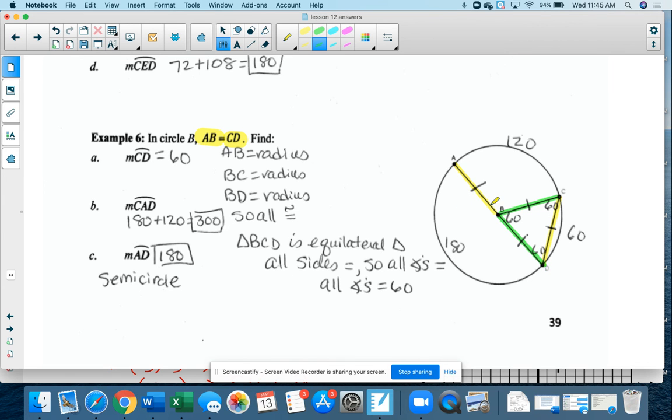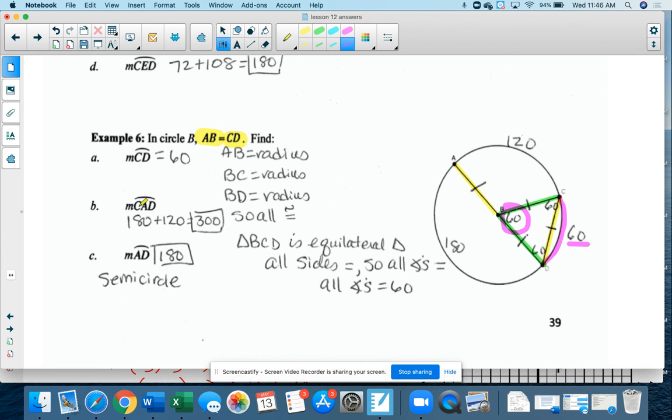Okay, so the first question wants to know the measure of arc CD. So the measure of arc CD, that's this arc right here, has got to be 60 degrees. Why? Because this central angle is 60 degrees. If the central angle is 60 degrees, then the arc is 60 degrees. So that's the first question.